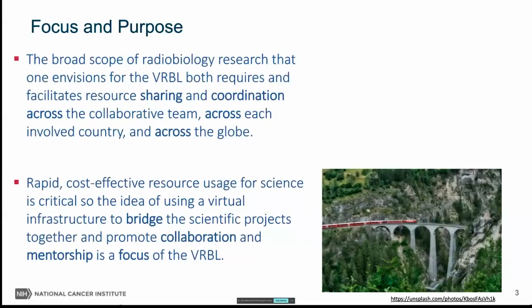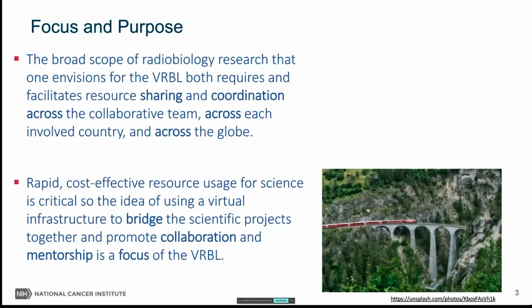So the broad scope of radiobiology research that one envisions for the Virtual Radiobiology Lab requires and facilitates resource sharing and coordination across the collaborative team, across each country and across the globe. So it's a bridge. And it's rapid, it's cost effective, it's critical. So the idea of using the infrastructure can be done in a way that doesn't require huge amounts of resources. And primarily, collaboration and mentorship are the focuses of this idea.